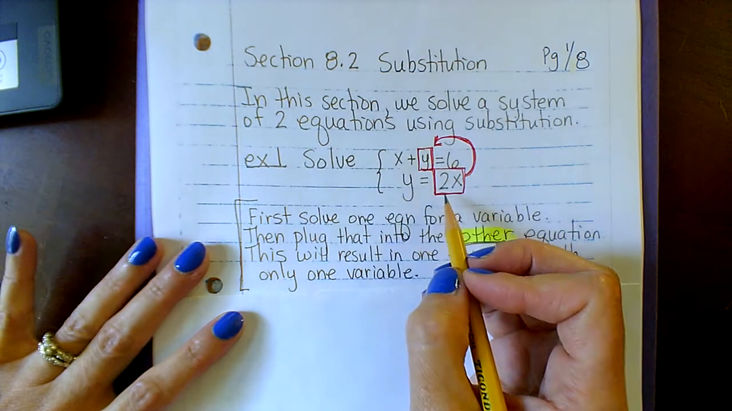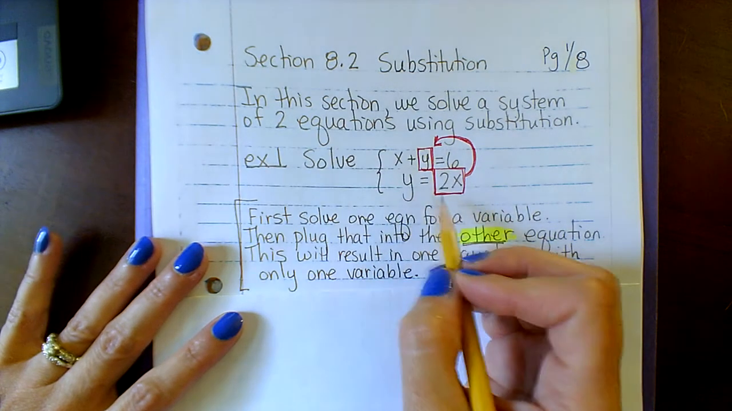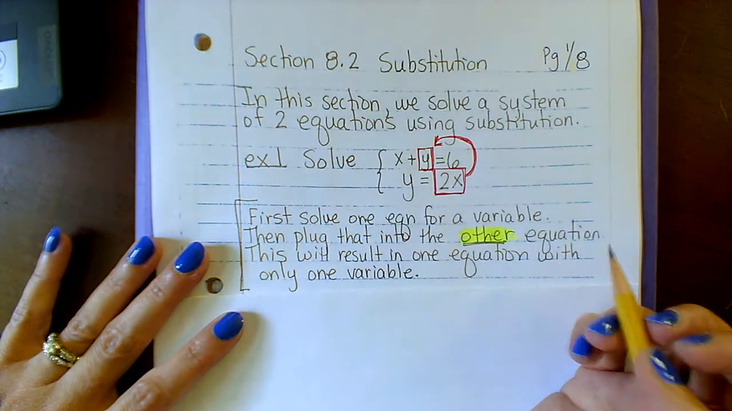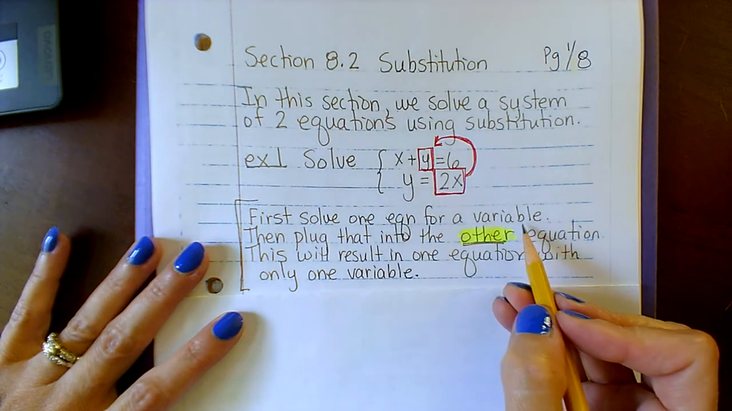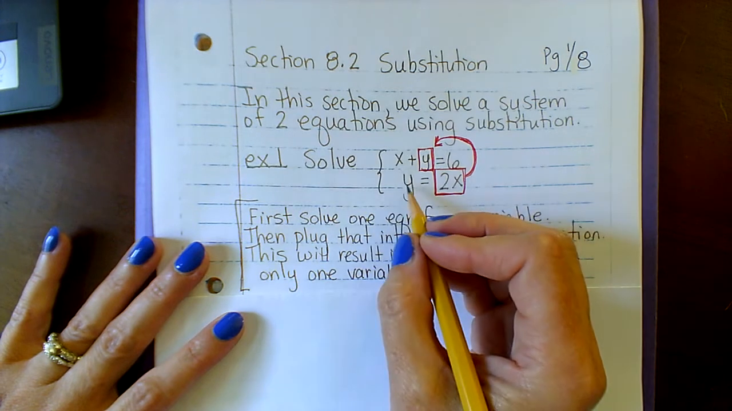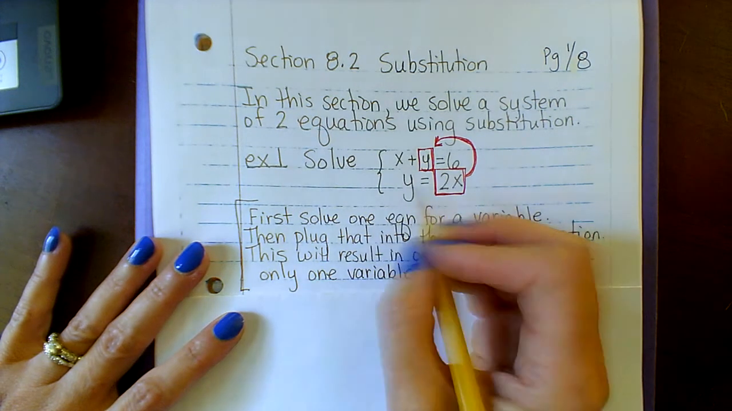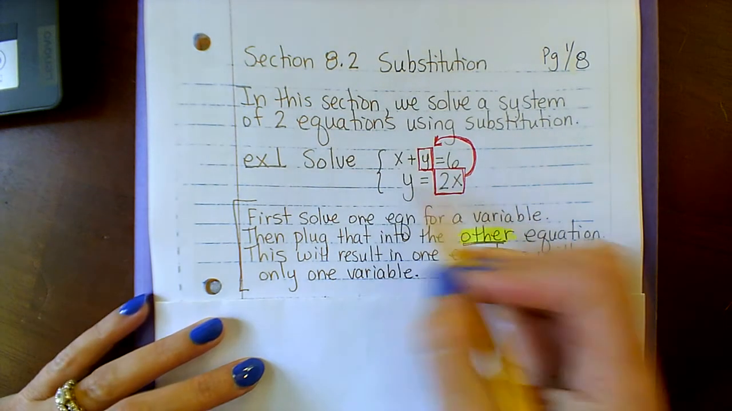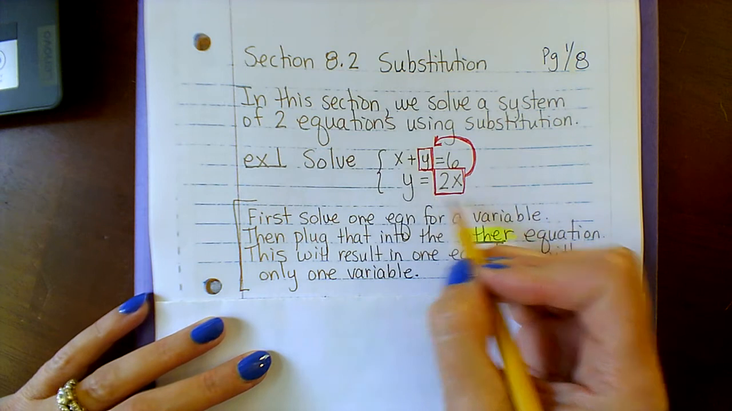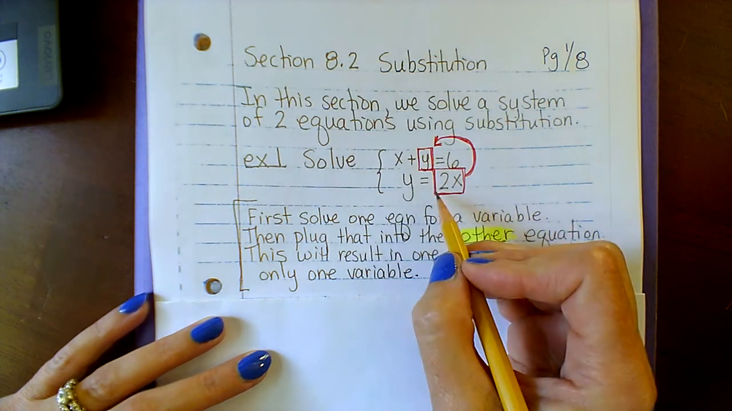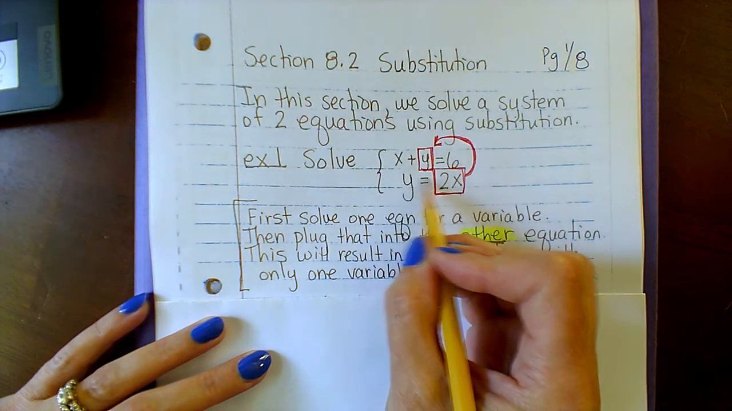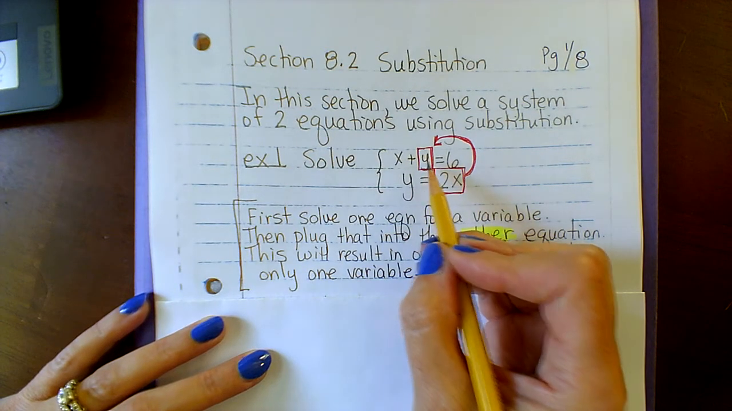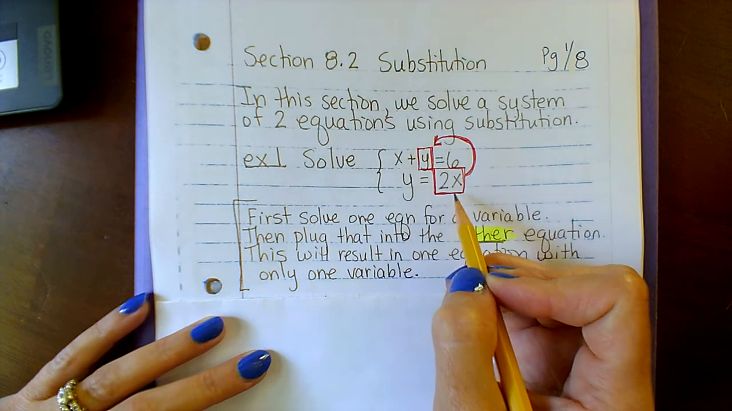Now the way these are set up, you can see I've got x plus y equals 6 and y equals 2x. This second equation is already solved for a variable, so that first step is already done. It's already in the form of y equals something, or it can be x equals something, either one. Because this is already solved for y, I'm going to take this 2x, because that's what equals means, this 2x is the same thing as y. So I'm going to replace this y up here with 2x.